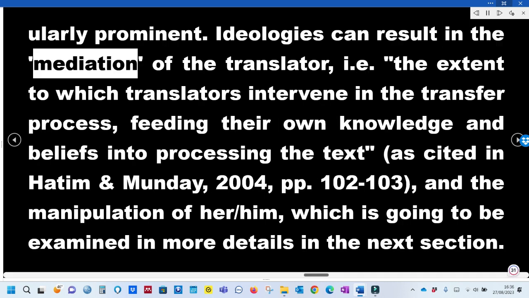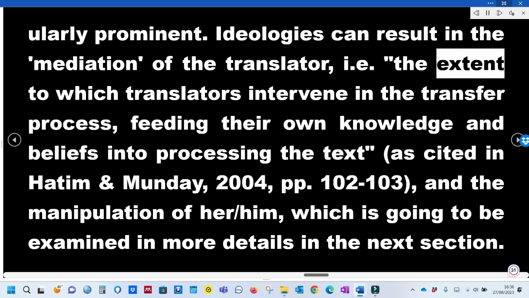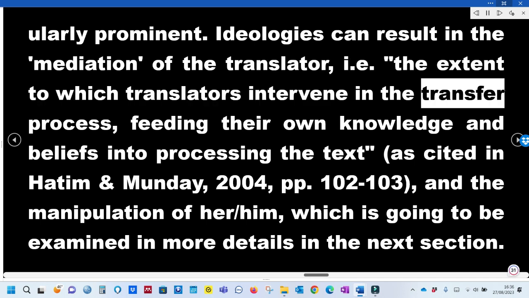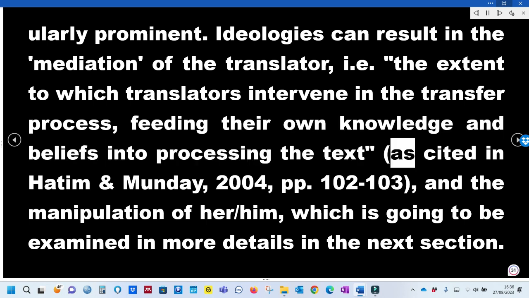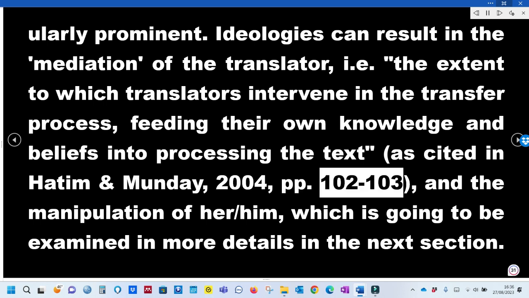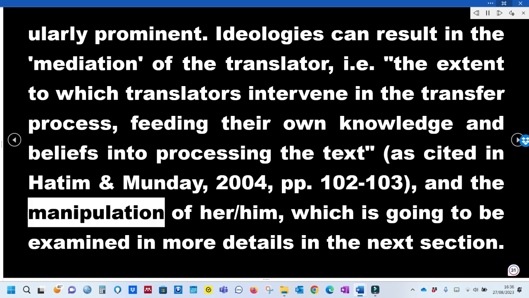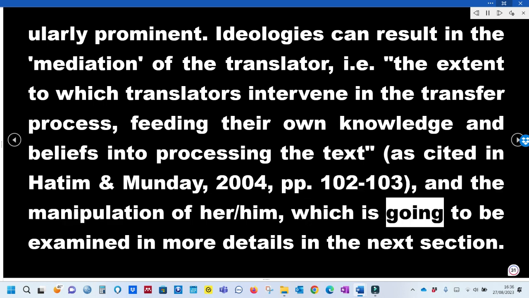Ideologies can result in the mediation of the translator, i.e. the extent to which translators intervene in the transfer process, feeding their own knowledge and beliefs into processing the text, as cited in Hatim and Mason, 2004, pages 102–103, and the manipulation of her/him, which is going to be examined in more detail in the next section.